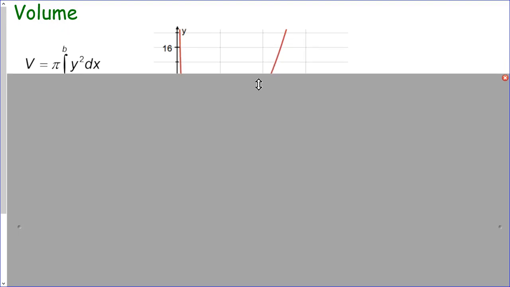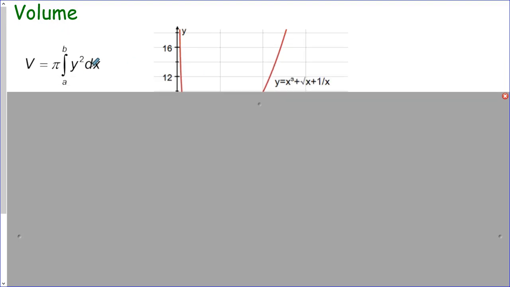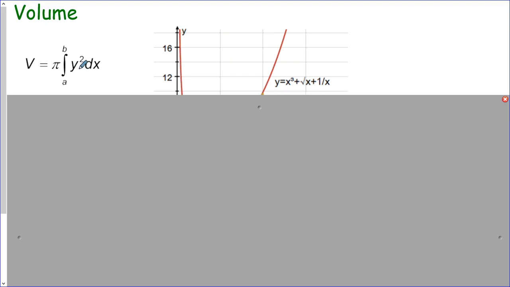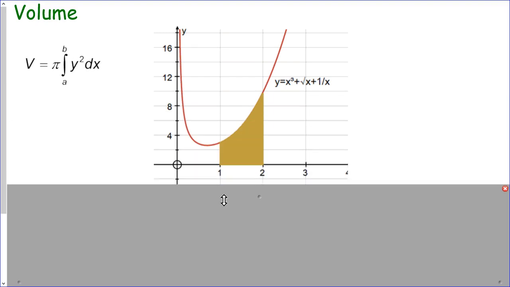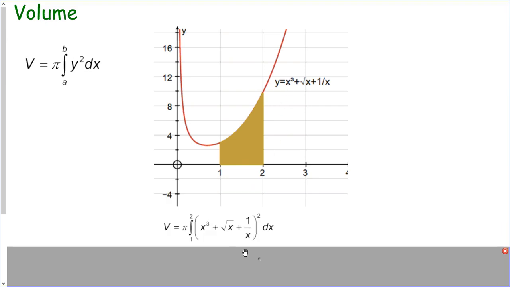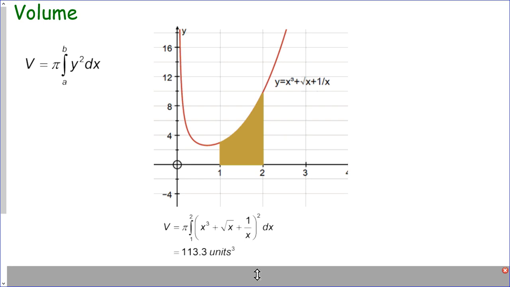Volume. There's a formula given to us on the data sheet that says the volume when an area is rotated around the x-axis is given by pi times the function value squared, integrated from a to b. For example, if we were to take this area and rotate it around the x-axis, we'd find its volume by integrating from 1 to 2 the square of this function. You can smash that straight into a silver Casio calculator and get your answer. Remember, a volume will be in units cubed.